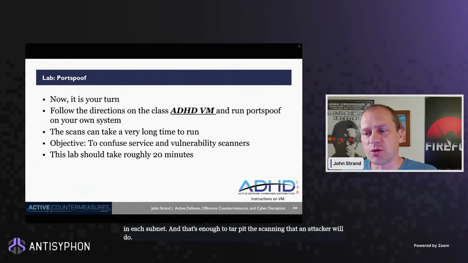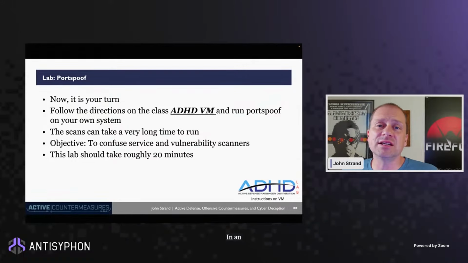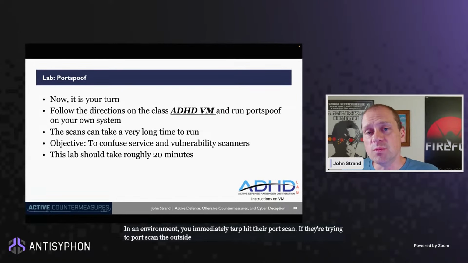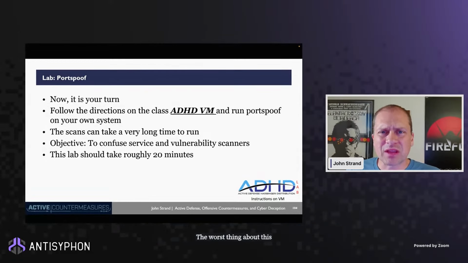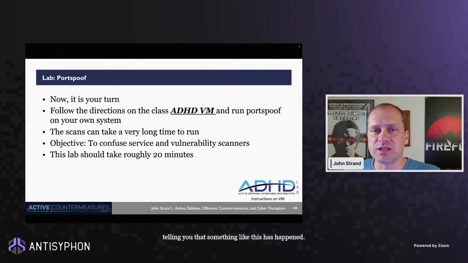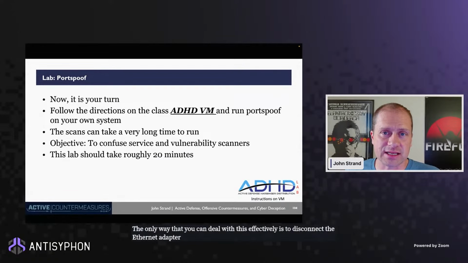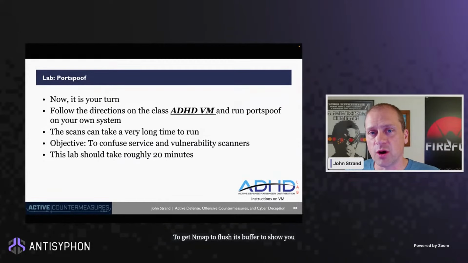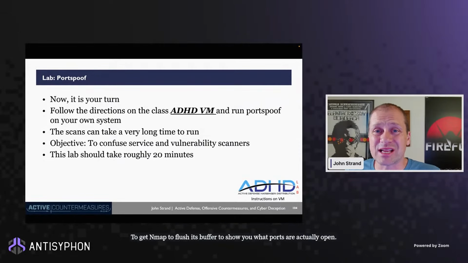So if an attacker post-exploitation is trying to run this in an environment, you immediately tar pit their port scan. If they're trying to port scan the outside of your environment, you immediately tar pit their port scan. The worst thing about this for an attacker is there's no real good feedback mechanisms in Nmap telling you that something like this has happened. The only way that you can deal with this effectively is to disconnect the Ethernet adapter, shut it down, or disconnect the cable to get Nmap to flush its buffer to show you what ports are actually open. Otherwise, Nmap just sits there and scans.